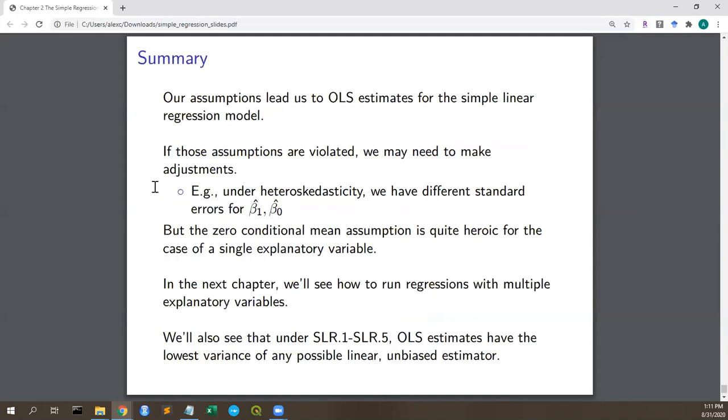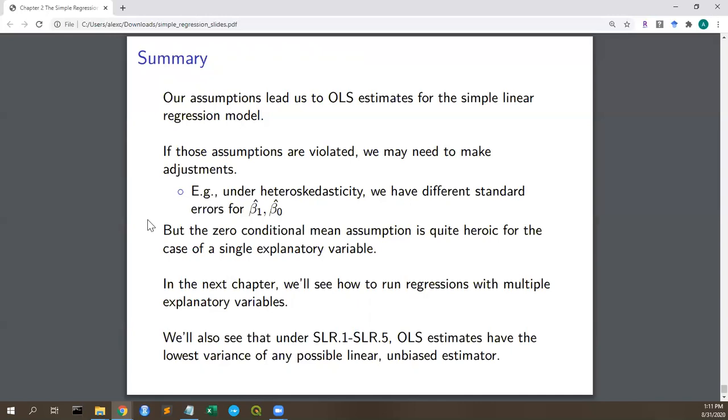So as a summary, it's been a pretty long slideshow. Our assumptions lead us to OLS estimates for the simple linear regression model. If these assumptions are violated, we may need to make adjustments, aka we might need to use a different way to calculate standard errors if we have heteroscedasticity, which we'll talk about in due time. For right now, we're just going to use the regular OLS estimates for standard errors.